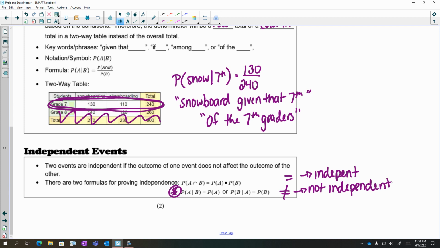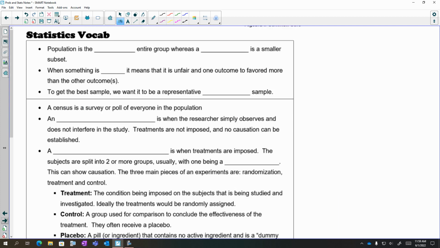So that's pretty much what we have for probability. And now let's talk about statistics. With statistics, there's a lot of vocabulary. So population is the bigger entire group, whereas the sample is the smaller subset. When something is biased, it means that it's unfair, or that one outcome is more favored than the other outcome. To get the best sample, we want to have a representative random sample. A census is a survey or a poll of everyone in our population.